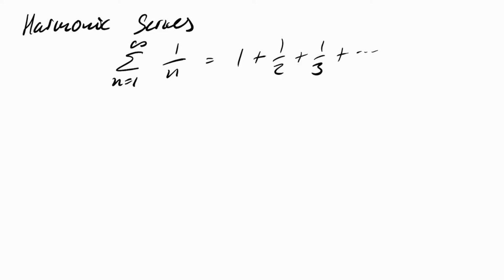Let's have a look at just some other examples of series. We won't derive them. There's one called the harmonic series, and this is a series which actually diverges, but it diverges very slowly. It's a little bit like the logarithm function.